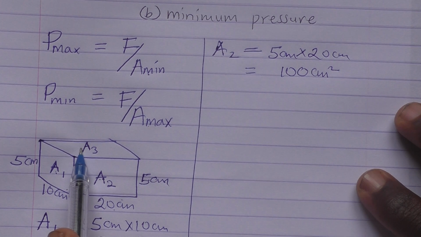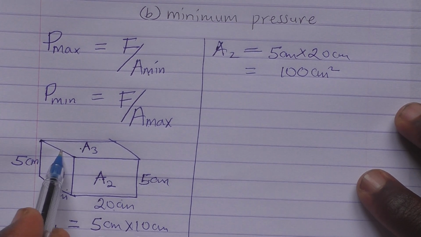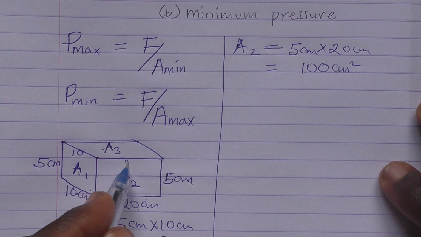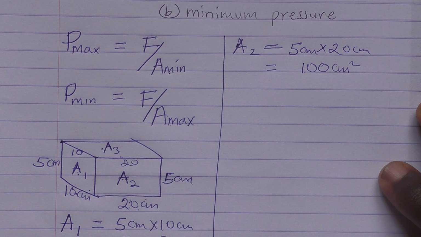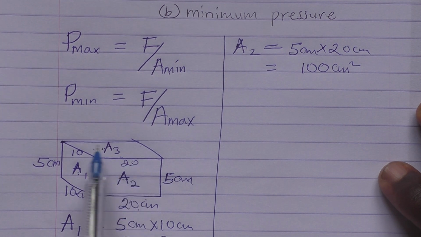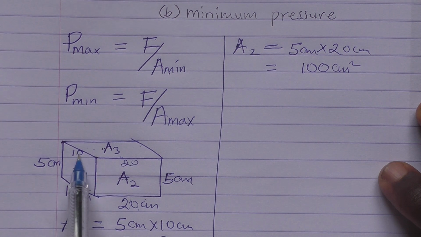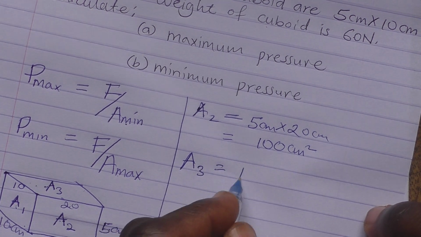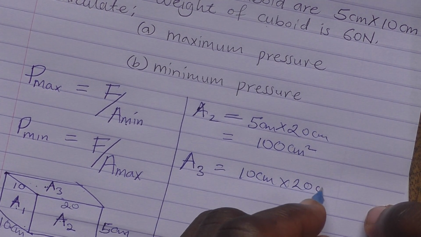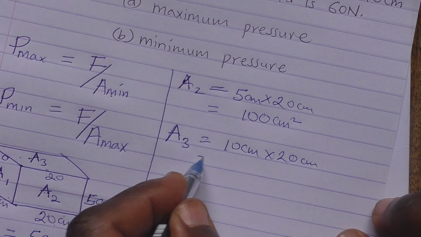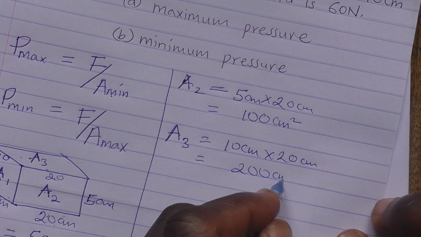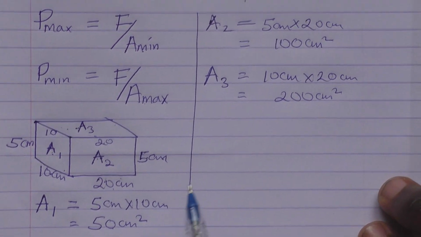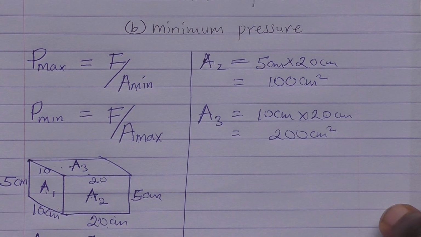Or we can consider this face, but this one is equivalent to this, meaning we also have 10 here, and this is equivalent to that, meaning this is 20. So therefore the area of this face will be 10 and 20. So area 3 is 10 centimeters times 20 centimeters to give us 200 centimeters squared. And now we shall determine out of these 3 areas which one is maximum and which one is minimum.